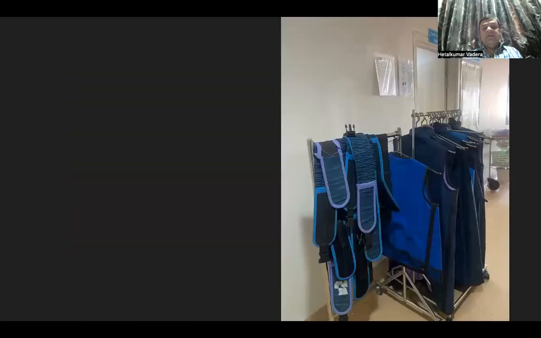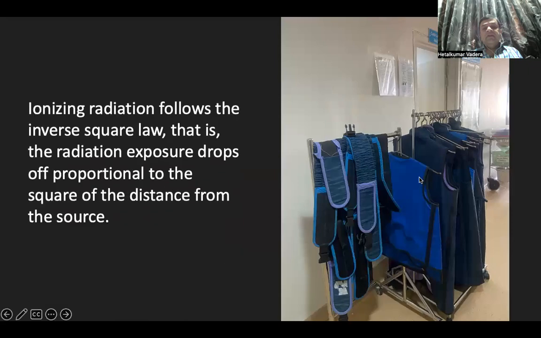exposure. There are other things which can help with radiation exposure, like lead gowns, thyroid shields, even specs. You should stay as far away as possible from the patient because ionizing radiation follows the inverse square law. That is, the radiation exposure drops off in proportion to the square of the distance from the source. So when you go away from the patient, radiation exposure decreases. If you are at the patient's head, the exposure to radiation is maximum, so you should intubate the patient, take long extension lines and a long anesthesia circuit, and stay away from the patient as much as possible.